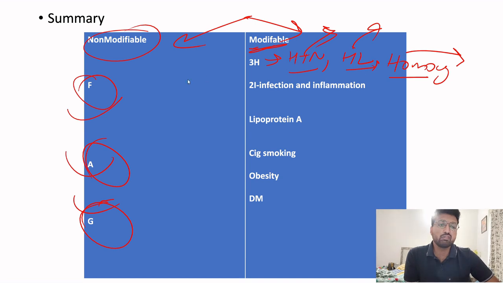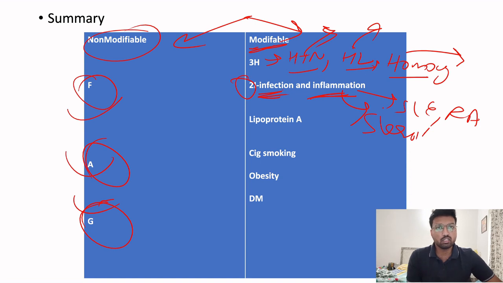Infection and inflammation, the two I's. Inflammation is seen with SLE, with RA. How will you modify inflammation? You can give steroids. How will you modify infection? We can give drugs targeting the particular organism. Lipoprotein A, till now there is no drug. There can be some role of exercise and dietary modification, but till now no drug has been approved to decrease lipoprotein A levels.